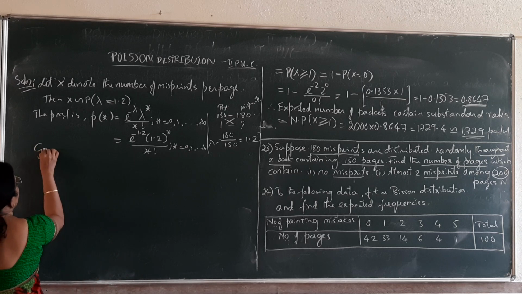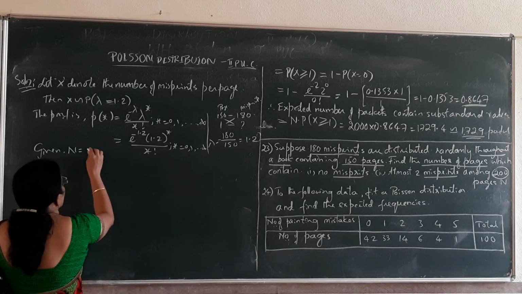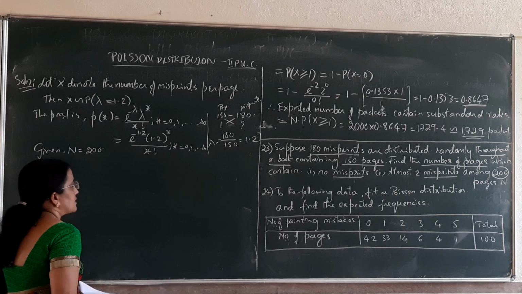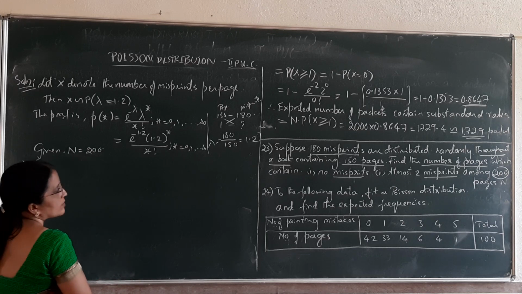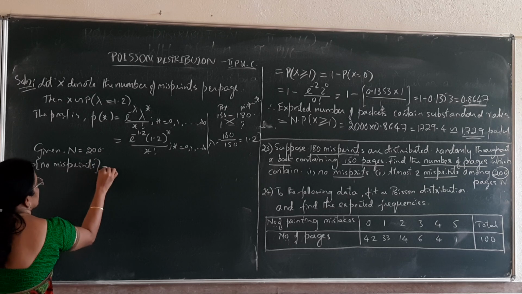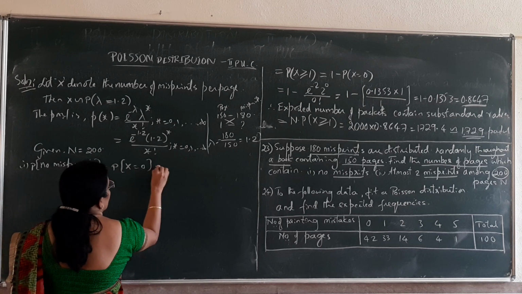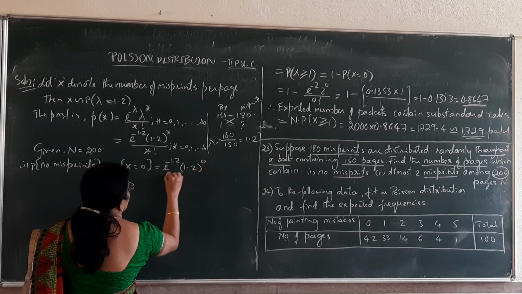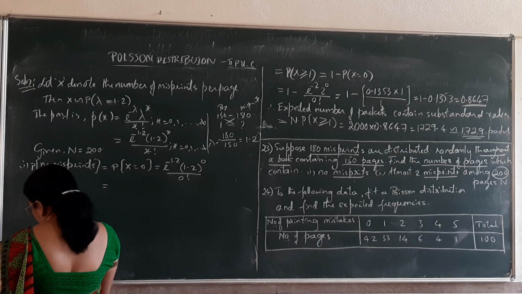Also we can write here, given capital N equal to 200. N equal to 200, right? Next, let us continue the first part. First question, question number 1. Probability of no misprints, which is equal to probability of x equal to 0, right? Which is equal to e power minus lambda, e power minus 1.2 into 1.2 power 0 divided by 0 factorial, which is equal to e power minus 1.2.